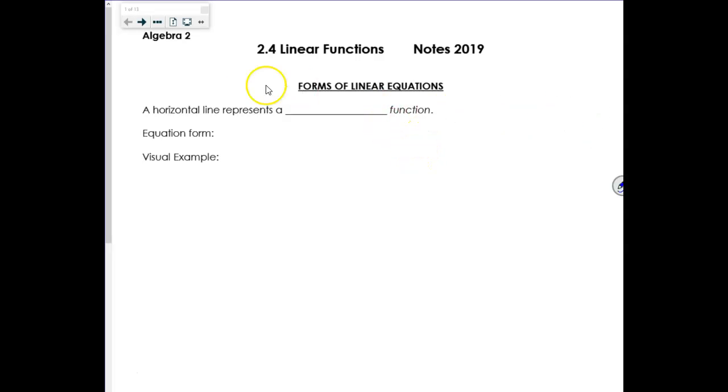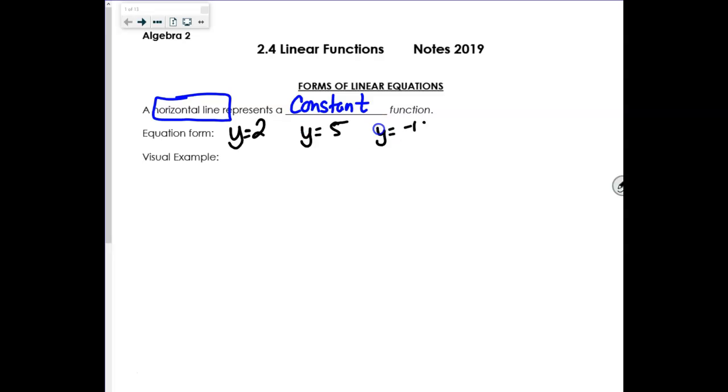So remind me, when we have a horizontal function, a horizontal line, this is called a constant function. An example of a constant function would be anything in the form y equals a number. So like y equals 2, or y equals 5, or y equals negative 1,000. All of those would be constant functions. What does the graph look like, though? It's going to be a horizontal line. So whatever that value is, it's going to be a horizontal line through that value.